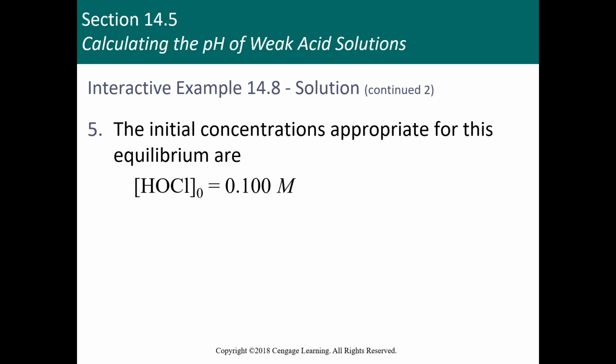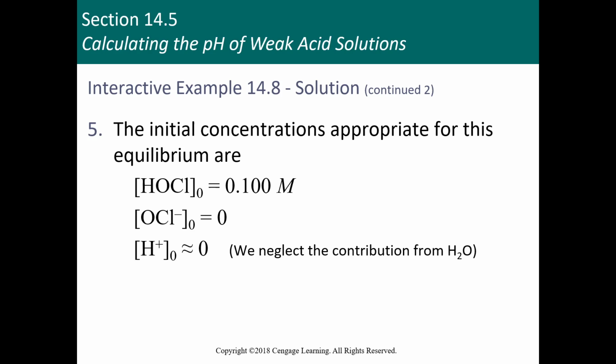Our initial concentration for our HOCl, the bottom term, is 0.1 molarity. Our initial concentration of OCl minus is 0. We didn't have any of that. And the H plus concentration, technically, is 10 to the negative 7, from the autoionization of water. However, you can save yourself some work. If you have such a large concentration here, we can just neglect the 10 to the negative 7 and set this to 0. So just ignore the autoionization if you have a fairly large concentration.